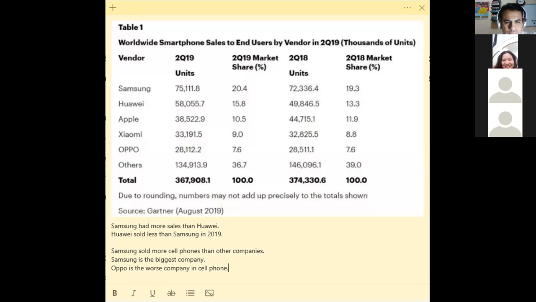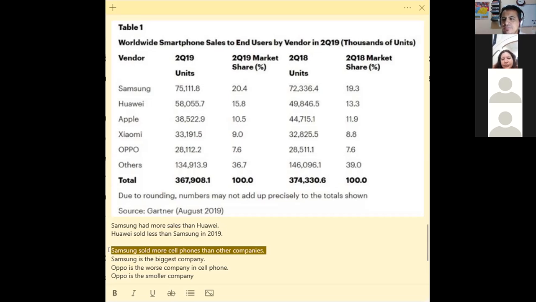Uh-huh. Yo tengo otra. Okay. Oppo is small, de pequeño, iPhone company. Okay, when you're finished, Jose, maybe you can take una captura de pantalla y la pones en el grupo de WhatsApp, okay? Okay. All right. Maybe let's give it 5 minutes. 5 more minutes. Okay.